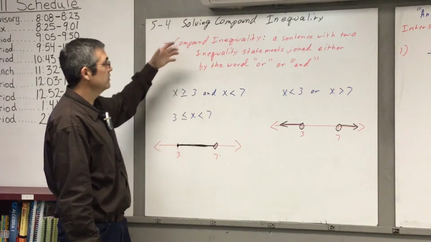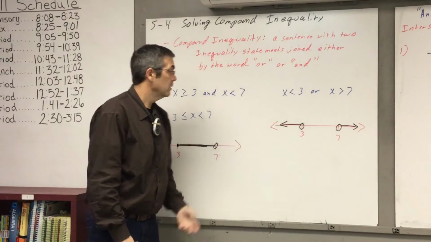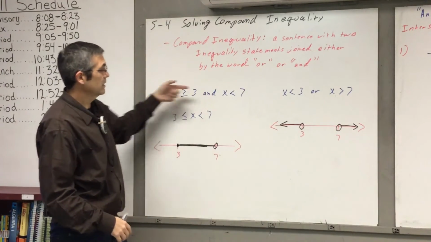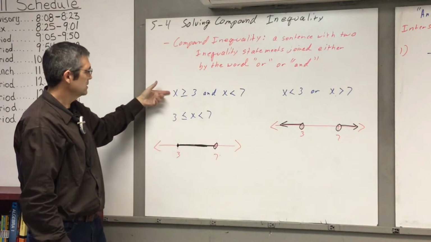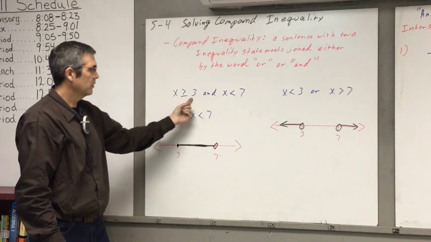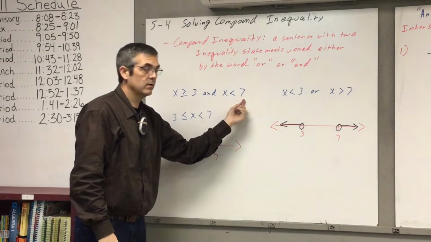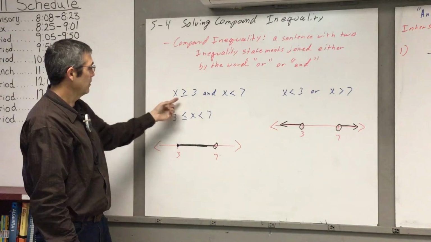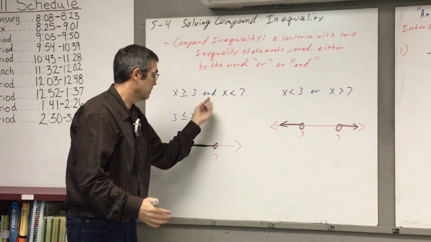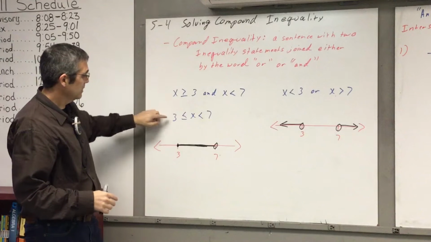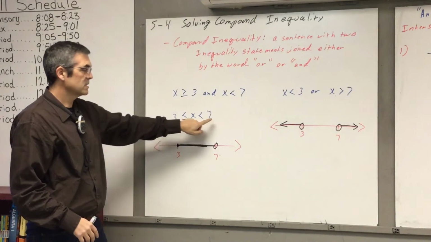Okay, so you have these inequality statements, and they're joined by "and," and they look kind of like these right here. What they're saying is, well, x is greater than or equal to 3, and x is less than 7. So we go from our inequalities, joined by an "and" statement here, and it can be written like this: 3 is less than or equal to x is less than 7.